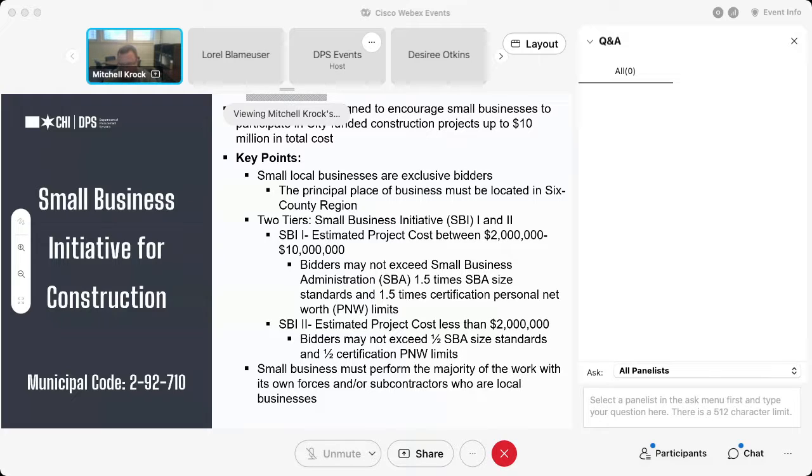People may be familiar that there are 2 tiers of the Small Business Initiative. SBI 1, as of 2022, is for estimated project costs between 2 and 10 million. Bidders may not exceed 1.5 times the Small Business Administration size standards in their appropriate area of specialty, and the owners cannot exceed 1.5 times the certification personal net worth limits. SBI 2 remains as it was prior to 2022. It is for estimated project costs less than 2 million, and bidders may not exceed 1/2 this SBI size standard and may not exceed 1/2 the certification personal net worth limits. It's important to note the small businesses must perform the majority of their work with their own forces or with subcontractors that are also small local businesses.